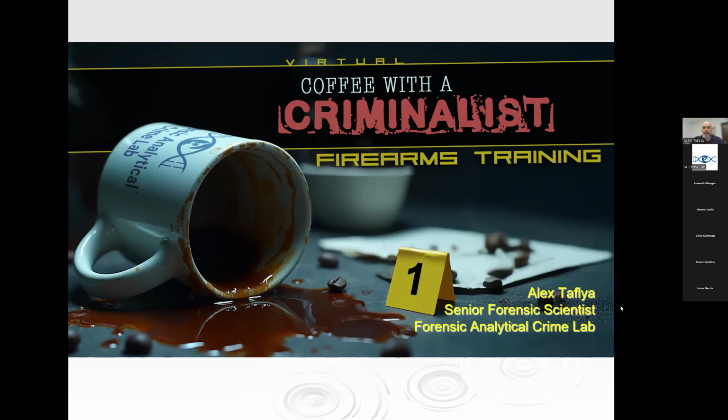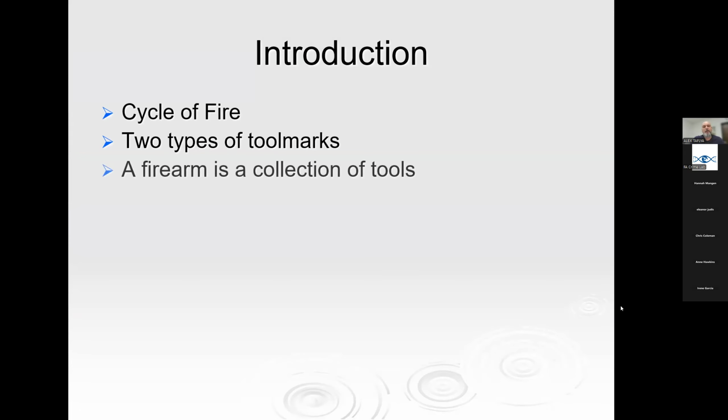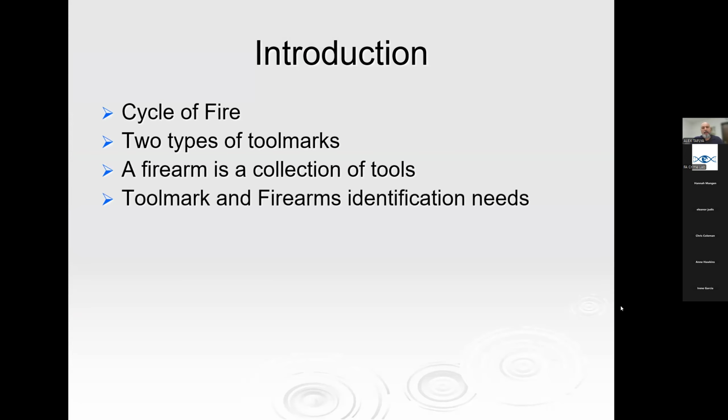So what we're going to be talking about is the cycle of fire, two types of firearm, excuse me, two types of tool marks, how a firearm is a collection of tools, and the needs of a tool mark in firearms identification.